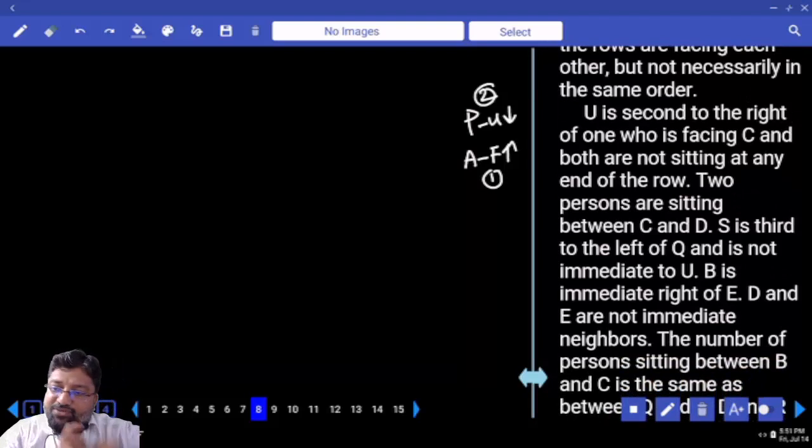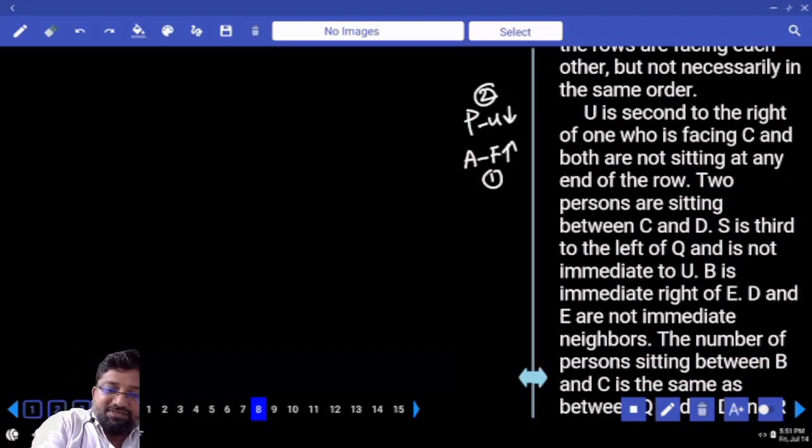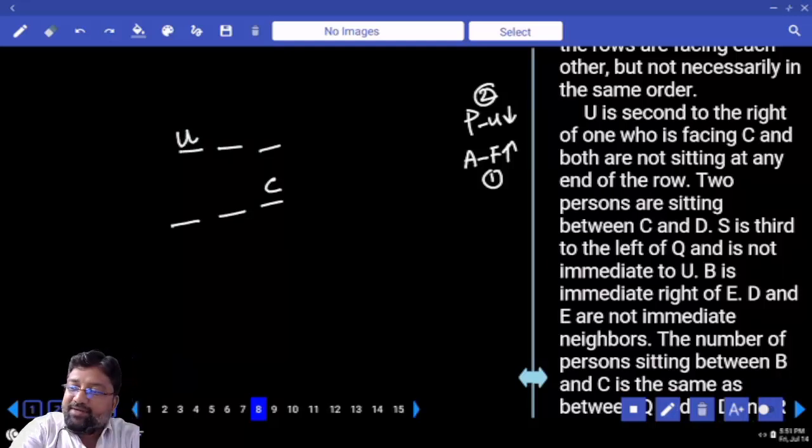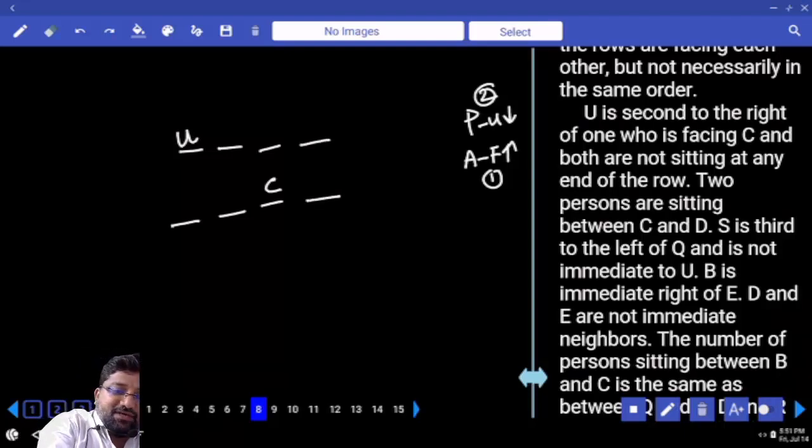Next, you sit second to the right of the one who is facing C. This person is facing C. Second right is your left because the opposite row is facing south. And both are not sitting at any extreme ends of the lines. How many places did I cover? And I'm looking forward for only one. Next line.